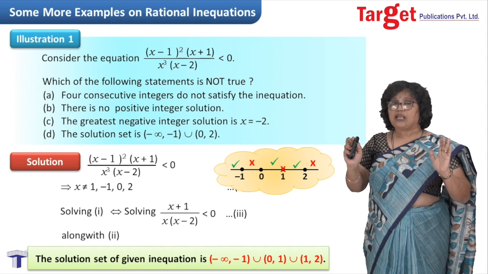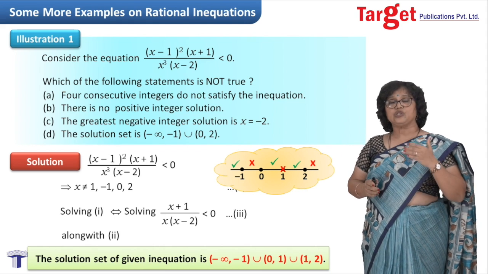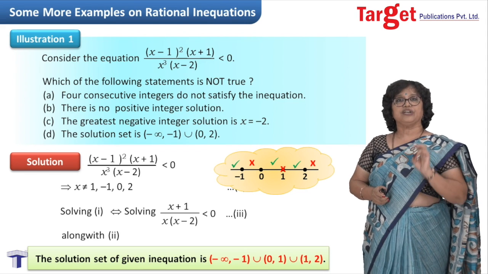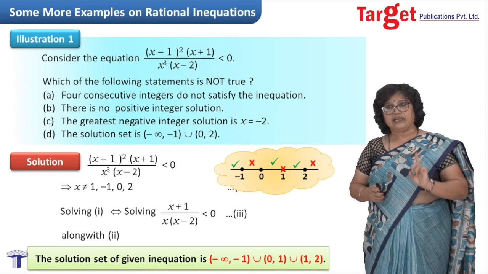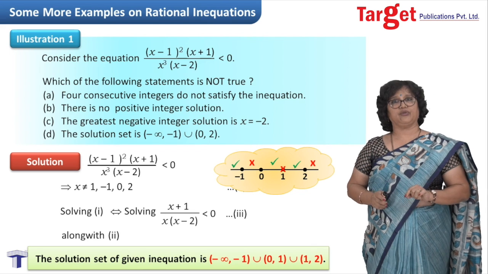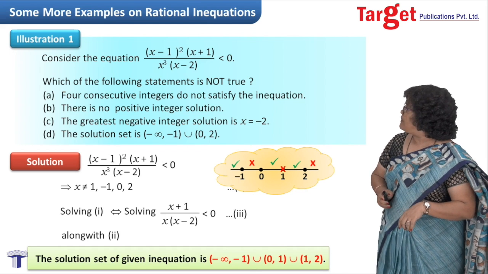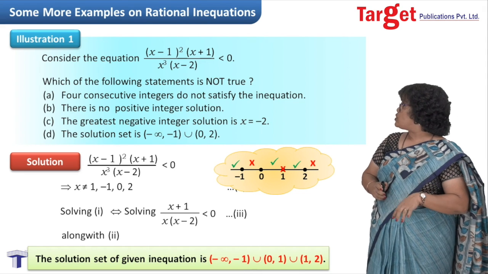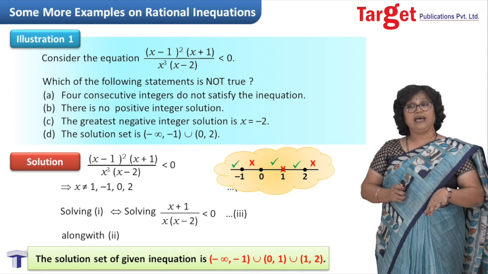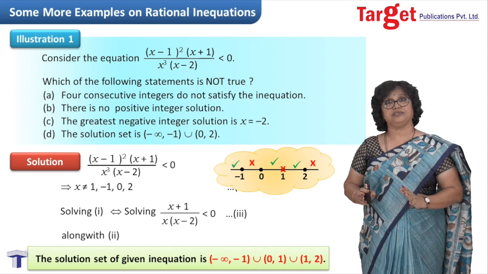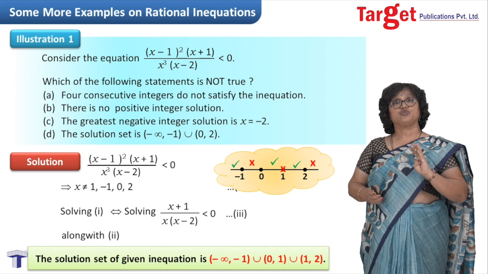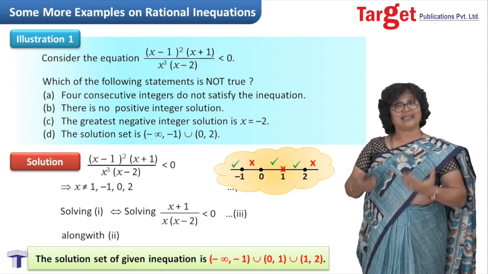Now I am ready with my solution set. Now I just look at those 4 options. First option: 4 consecutive integers do not satisfy the inequation. Now when I look at the solution set, I realize -1 is not taken, 0 is also dropped, 1 is also dropped, and 2 is also dropped from the solution set. So "4 consecutive integers do not satisfy" is a correct statement.